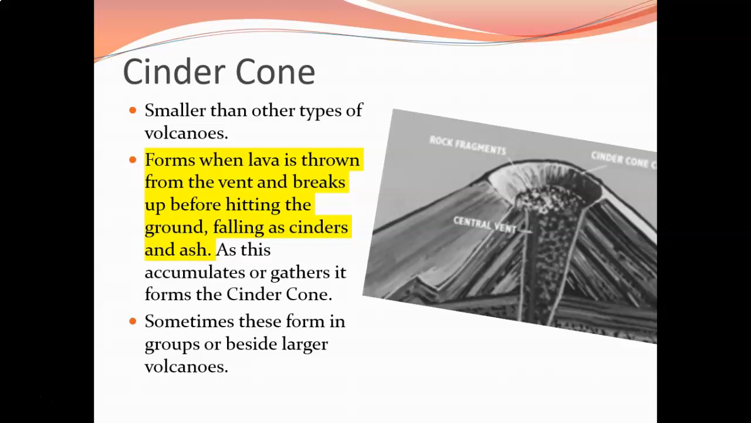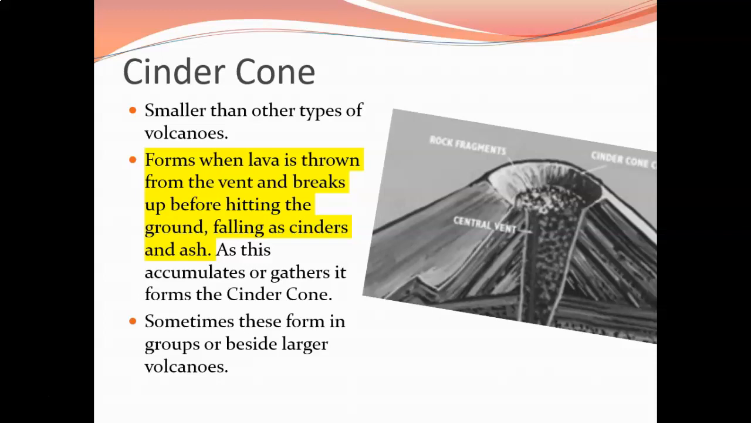Cinder cones are smaller than the other 2 types of volcanoes that we're going to look at, significantly smaller. They form when lava is thrown up from the vent and breaks up before hitting the ground into cinders and ash and pieces of debris. This accumulates and forms the actual cone shape of the cinder cone. So an eruption with a cinder cone tends to throw up pieces of stuff, ash and small rocks and things like that.